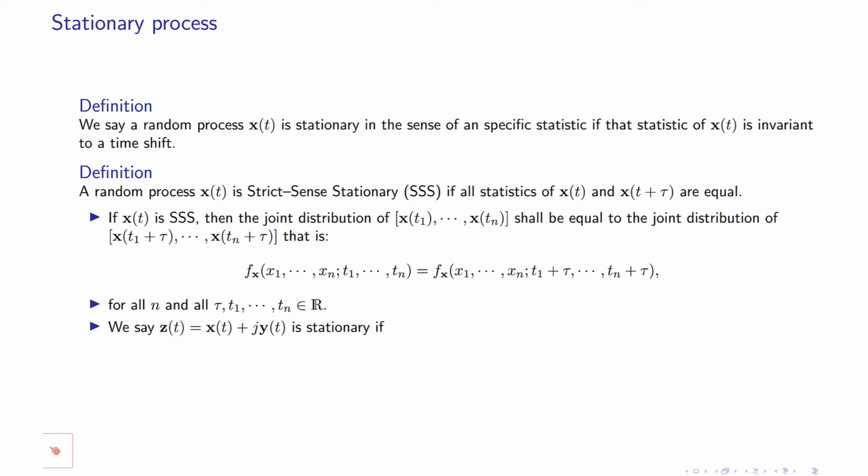We say that a complex random process, which is equal to the real part x of t plus j times the imaginary part y of t, is stationary if x of t and y of t are jointly stationary. So it is jointly stationary also.